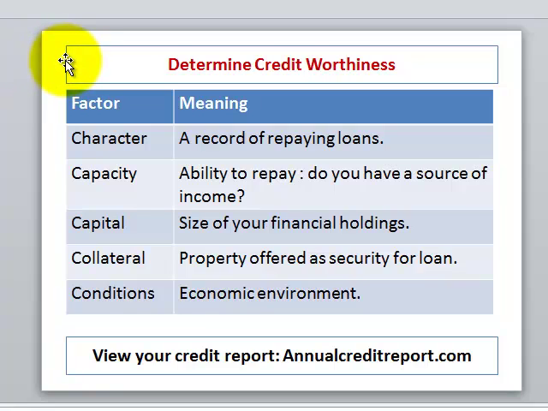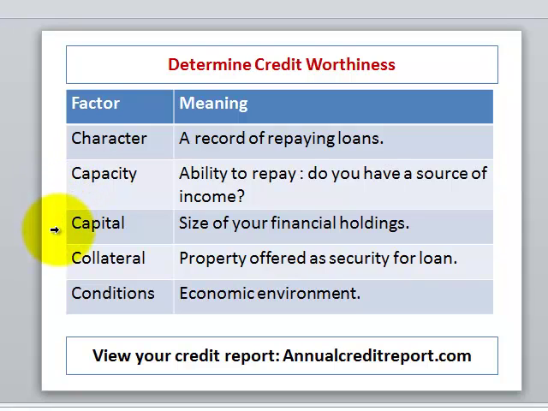Well, what determines if someone will loan you money, and how much? I think this is very similar to if you'd loan money to a friend. First of all, does this individual have a record of repaying loans? What kind of character do they have? Can I trust them? Secondly, what kind of capacity do they have? Do they have the ability to repay? Do they have a source of income? Do they have a job? How long have they had that job?